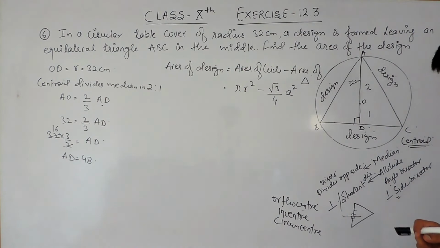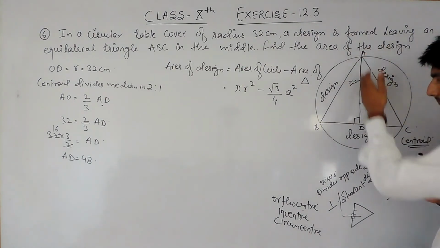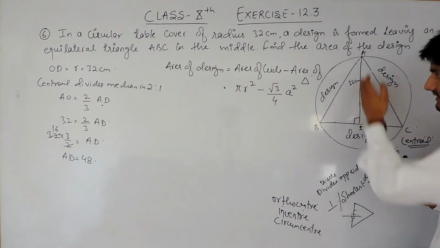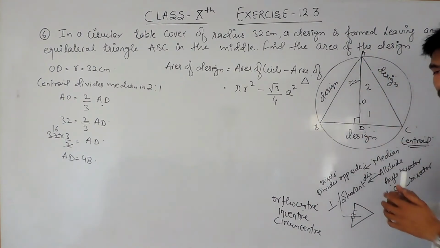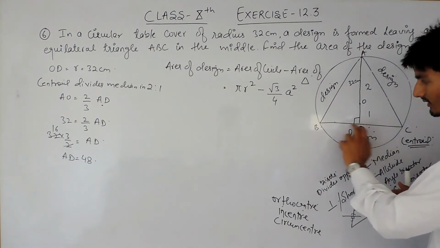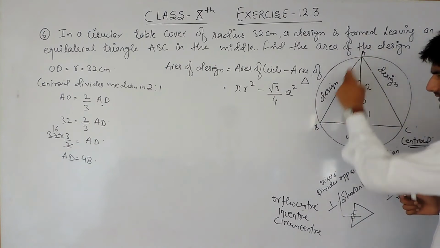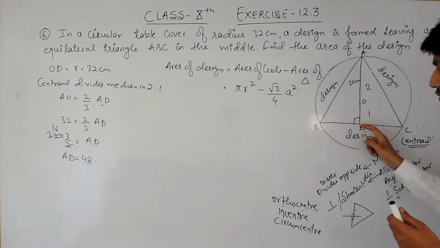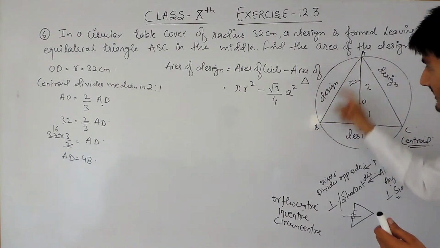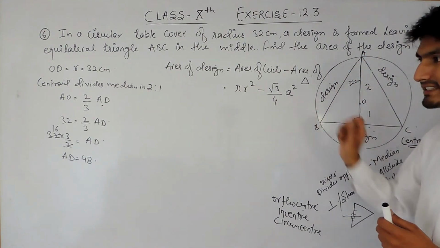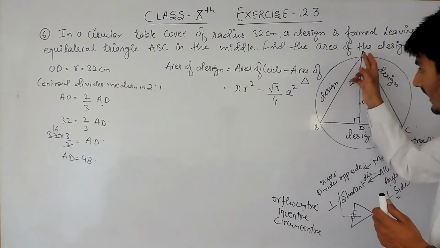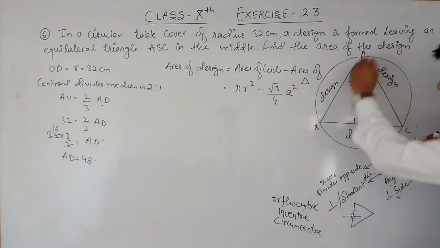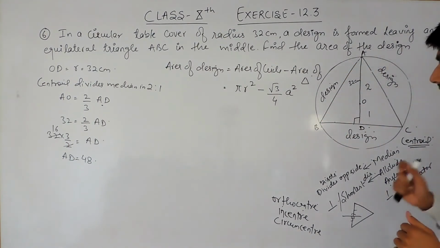In the first case, I told you that the same median will act as the perpendicular. That means this is my perpendicular, this is my base, and this is my hypotenuse. So in this case, I have to use the Pythagoras theorem, because I must know the side of this equilateral triangle to find its area, and the side is the hypotenuse in this triangle. Okay, so I have to find this hypotenuse.